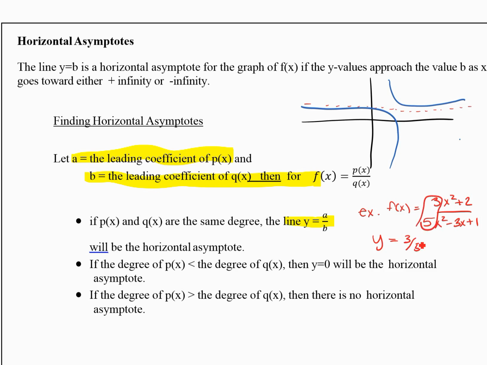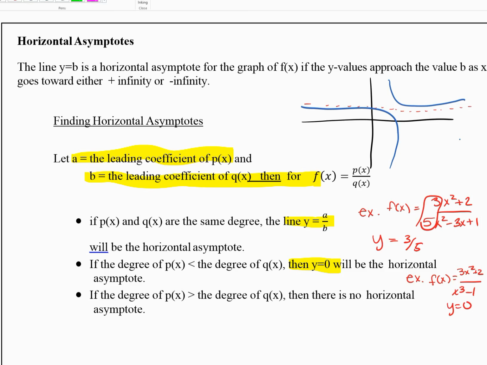Now next, if the degree of the top is less than the degree of the bottom, for example, if f of x was equal to 3x squared plus 2 over x cubed minus 1, so the degree of the top is smaller, then the rule is that y equals 0 will always be the horizontal asymptote. So here, our horizontal asymptote would be y equals 0.